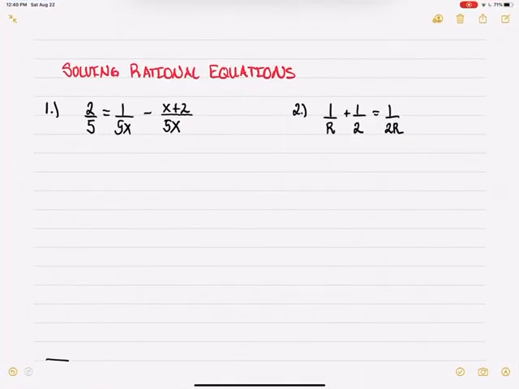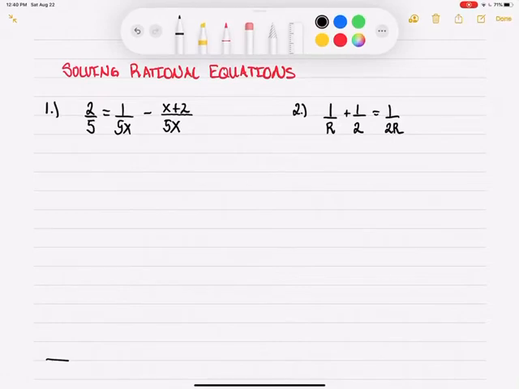Alright guys, today we're going to look at how to solve rational equations. Rational equations are equations that have fractions or are made up of fractions. So if you look at example 1, I have 1, 2, 3 fractions. This is a rational equation.